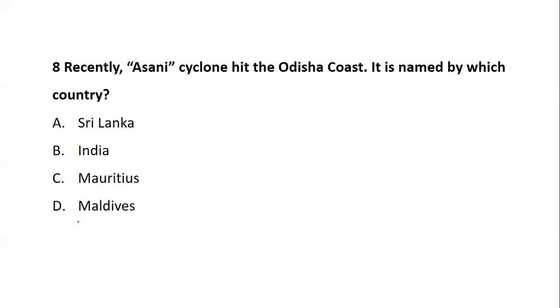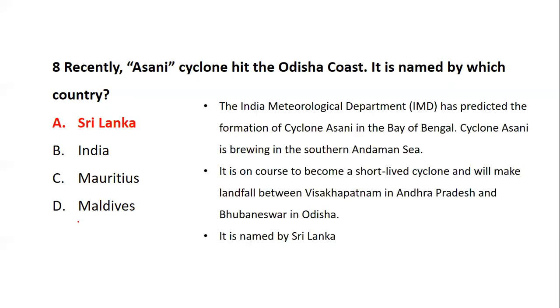It is the country of Sri Lanka. The India Meteorological Department predicted the cyclone Asani in the Bay of Bengal. It was brewing in the South Andaman Sea and became a short-lived cyclone, and it will affect Visakhapatnam in Andhra Pradesh, and Bhubaneswar in Odisha. And it was named Asani by the country Sri Lanka.